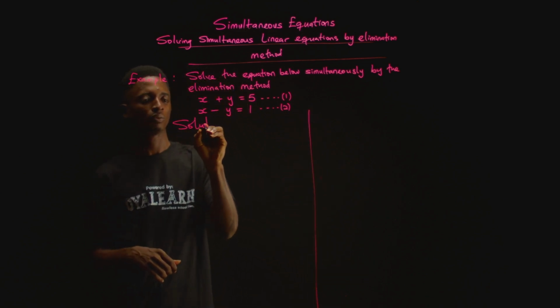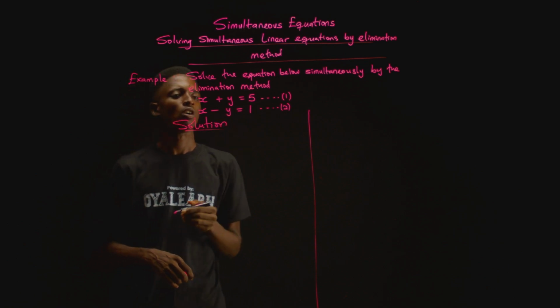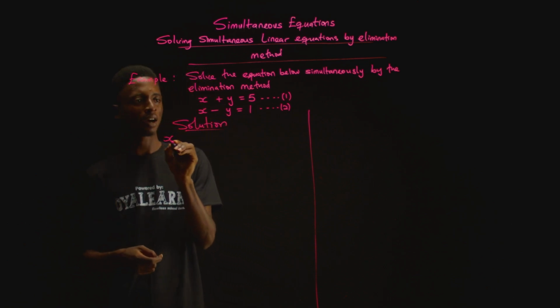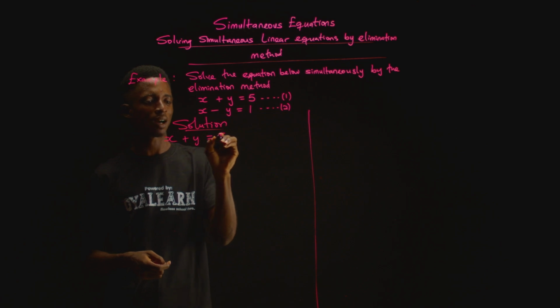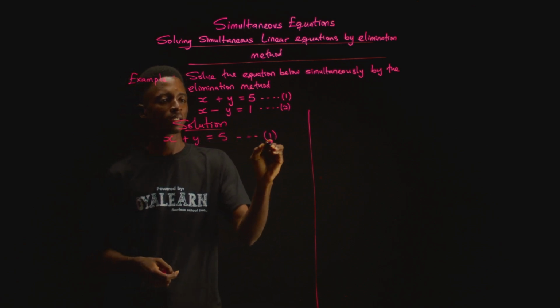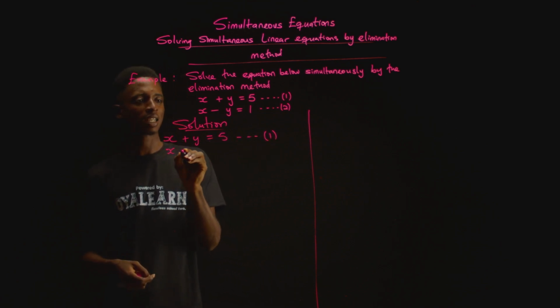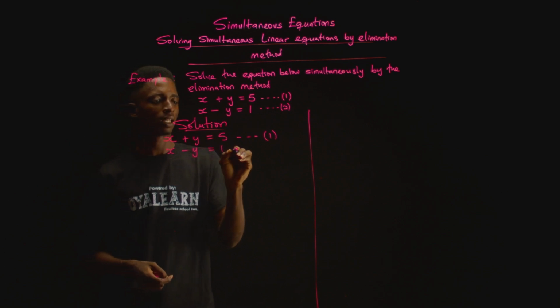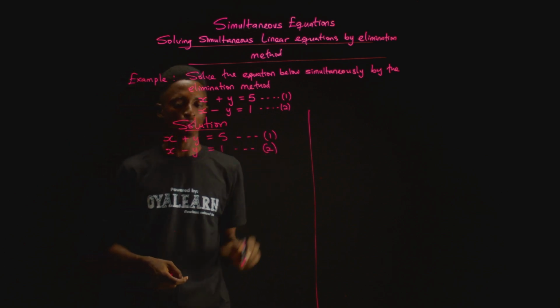Solution. So we write our equation, so we would have x plus y equals 5, and that is equation 1. And then we have x minus y equals 1, and that is equation 2.